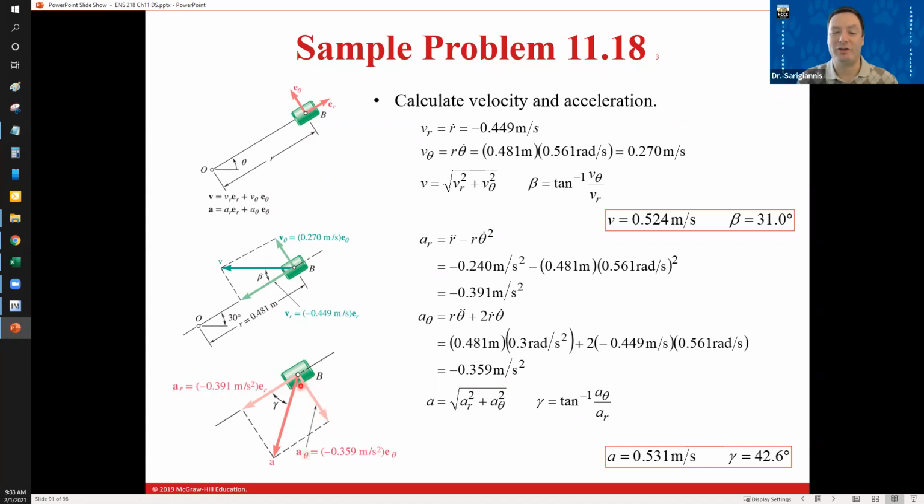Then you put all the numbers together and you see, again, Pythagorean theorem, you get the angle. You see that your acceleration is 0.531 meters per second squared. This is your magnitude, and the angle is 42.6 degrees off of the rod, like this, right? Again, it sort of makes sense. Your rod is accelerating up this way, right? This is experiencing acceleration towards the center, and acceleration in the negative theta direction.